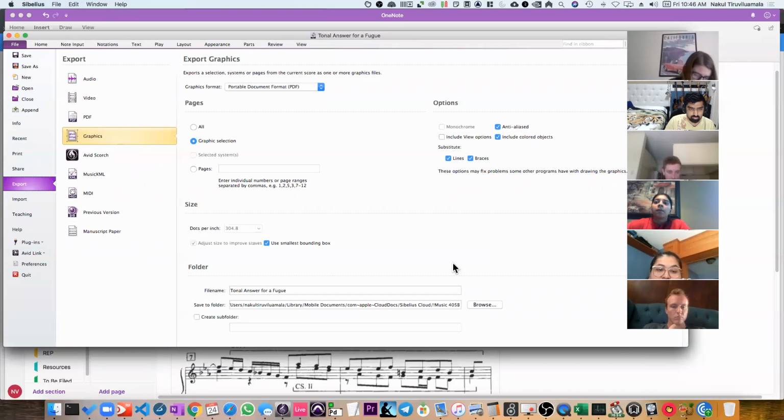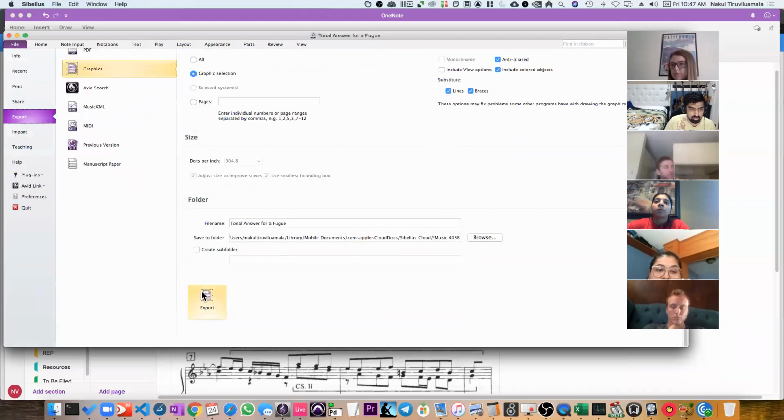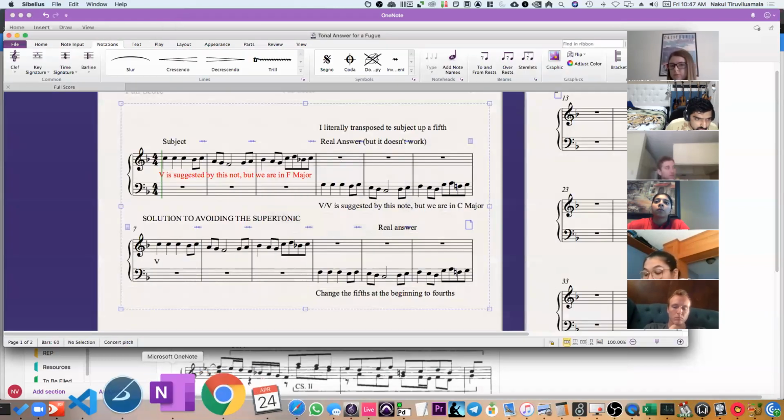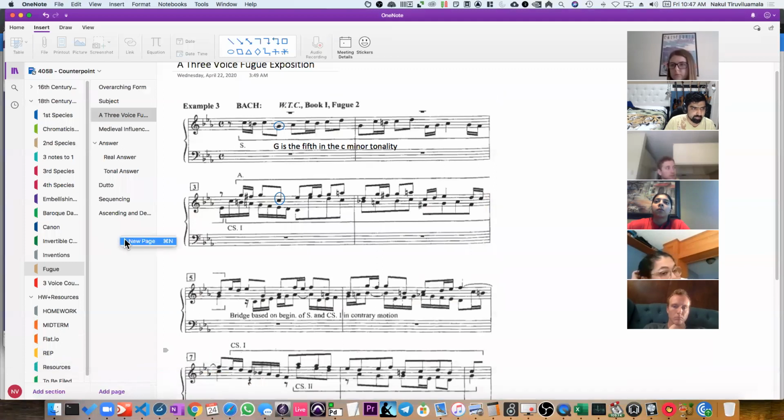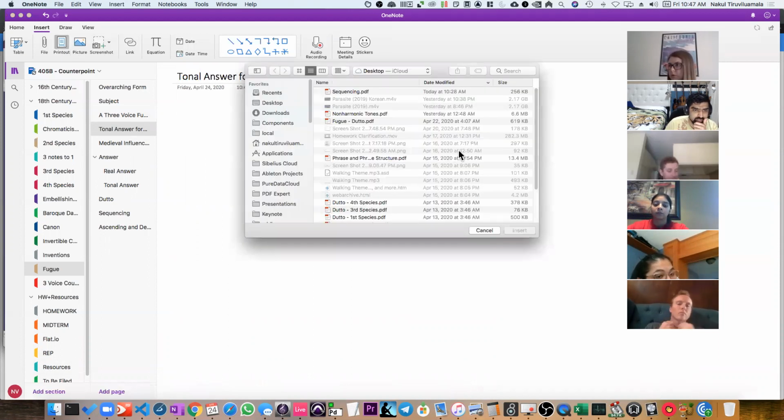Tonal answer for a fugue. And then I'll do this in here. Export. And then when I go to the OneNote, tonal answer for a fugue. And I'll do a printout, blah, blah, blah. This is scintillating stuff to see this.